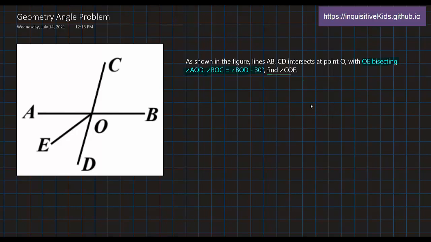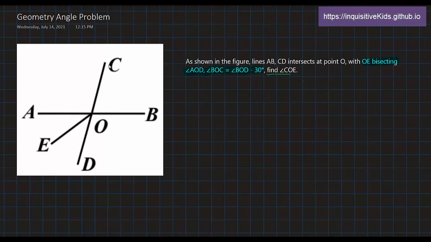Let's read the question. As shown in the figure, lines AB and CD intersect at point O, with OE bisecting angle AOD. Angle BOC is equal to angle BOD minus 30 degrees. And we need to find angle COE. Let's just get some equations down.